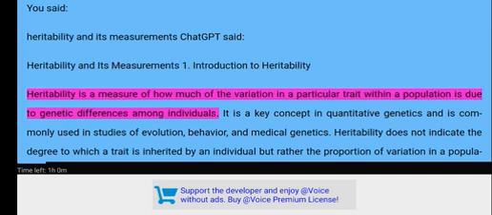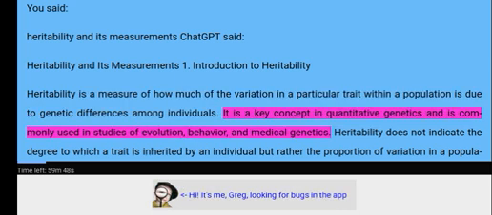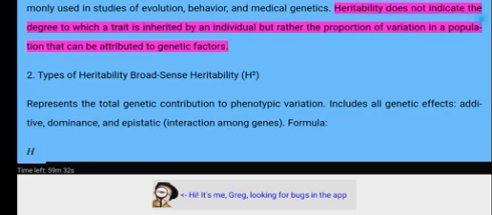Introduction to heritability. Heritability is a measure of how much of the variation in a particular trait within a population is due to genetic differences among individuals. It is a key concept in quantitative genetics and is commonly used in studies of evolution, behavior, and medical genetics. Heritability does not indicate the degree to which a trait is inherited by an individual but rather the proportion of variation in a population that can be attributed to genetic factors.